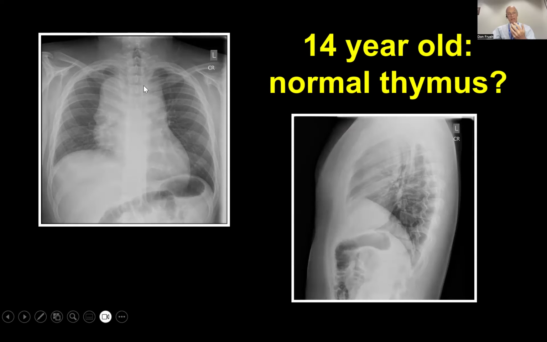Now, as I said, if this is a 14-day-old or perhaps a 14-month-old, you might consider that normal thymus, but it's not. It's a 14-year-old. So this is an abnormal chest X-ray, abnormal mediastinal appearance here, and this is anterior mediastinal. Okay, so here on the lateral view, this is your anterior mediastinum here, and it has too much white. So this was lymphoma.